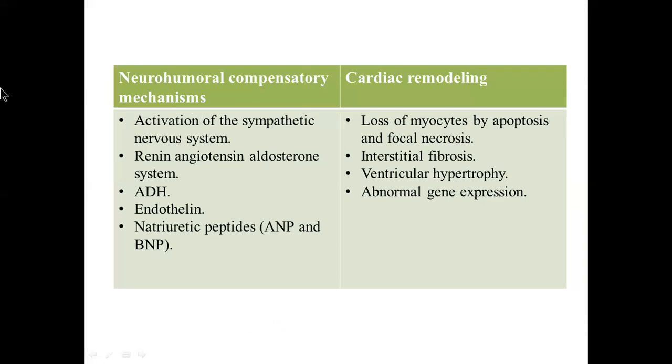So these are what we discussed so far, the neurohumoral compensatory mechanisms. They include sympathetic nervous system activation, renin-angiotensin-aldosterone system activation, the ADH or vasopressin system, and the endothelial system. And on the other side, we have the natriuretic peptides, ANP and BNP. They are acting against the other systems.